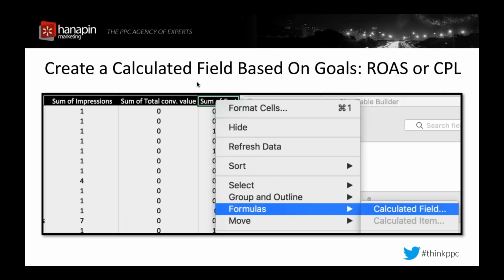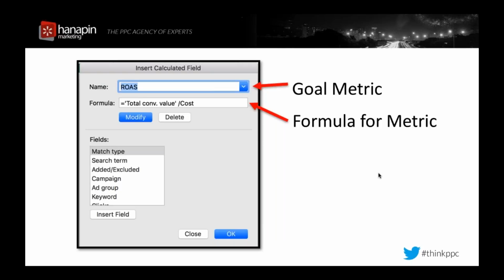So we're going to add a calculated field based on goals. Like I said, this is an e-commerce example, so we're going to look at return on ad spend. If you're lead generation, you might be looking at cost per lead. So on a Mac, it's the double click on your mouse pad, or on a regular PC, I believe you would right click, and you can add, as you see here, a formula and a calculated field. And then what that's going to look like is this, at least on a Mac, but you should have the same options within a PC.